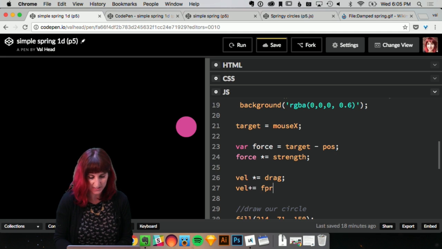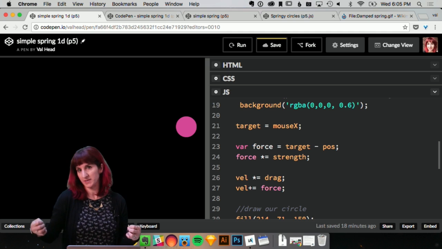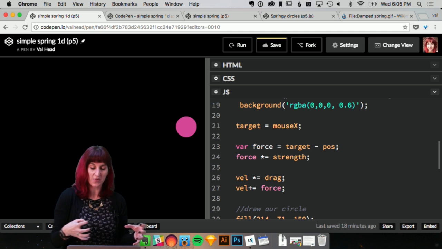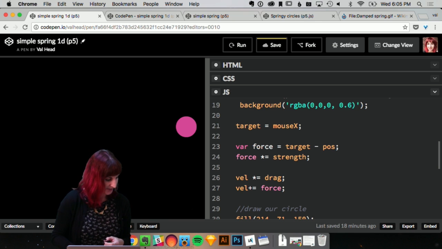Plus equals force. And that's going to, since the force is what's pulling it away, or lengthening the spring, if you want to think of it that way, the velocity and force are working together in the same direction. So we'll add that force on there after we've taken away the drag.